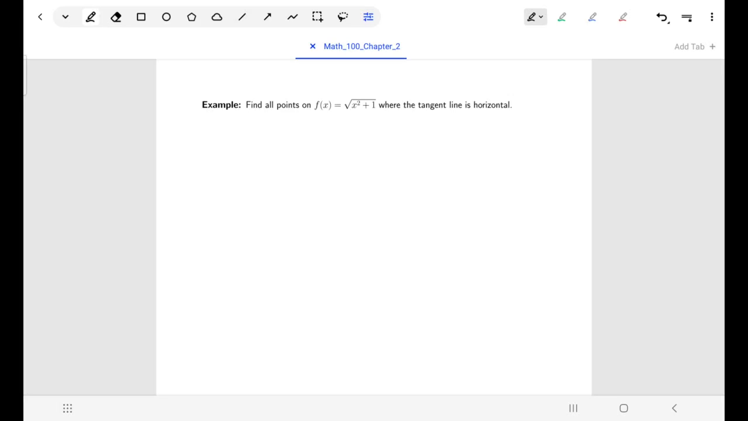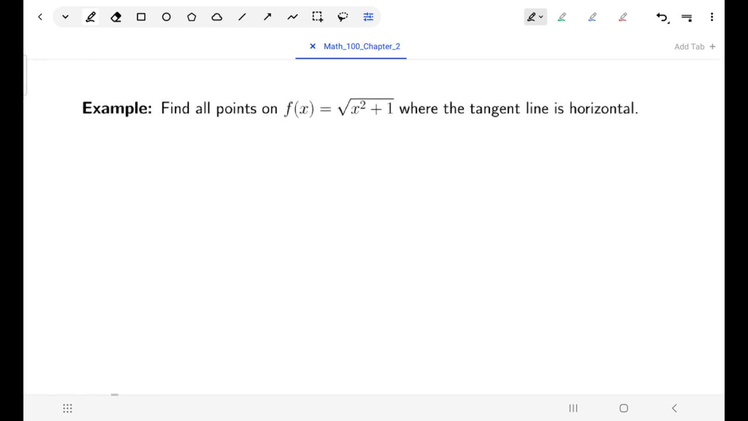Welcome back. Let's do another example with derivatives. Here I've got a function, f of x is the square root of x squared plus 1, and I want to find all the points where the tangent line to that curve is horizontal. So first thing, same as before with the previous problem, I'm looking for all points, so that means I'm looking for x and y coordinates, and I'm looking for places where the tangent line is horizontal.